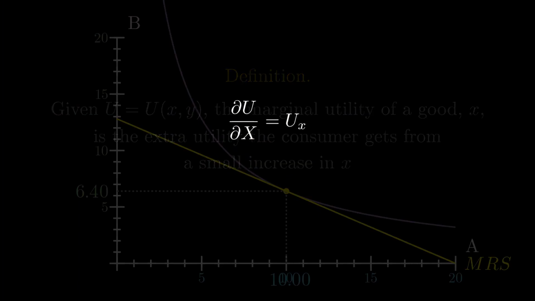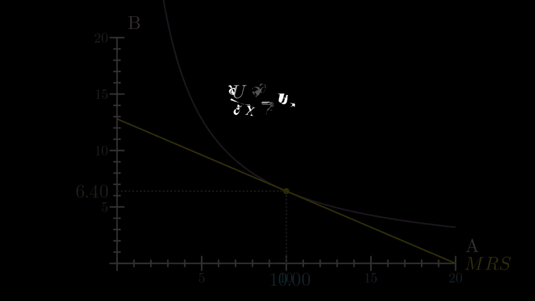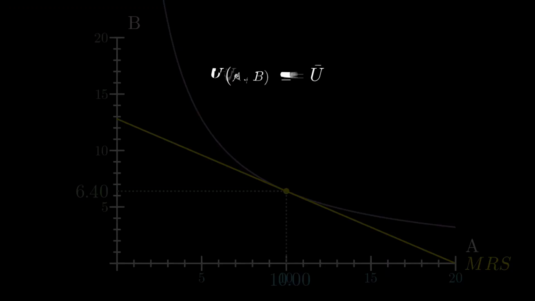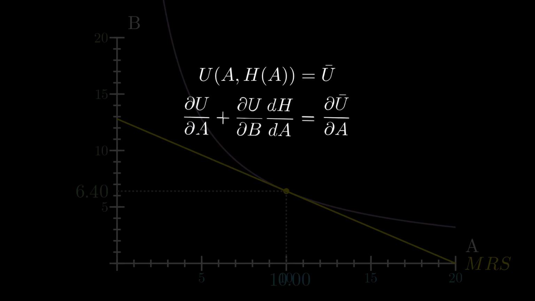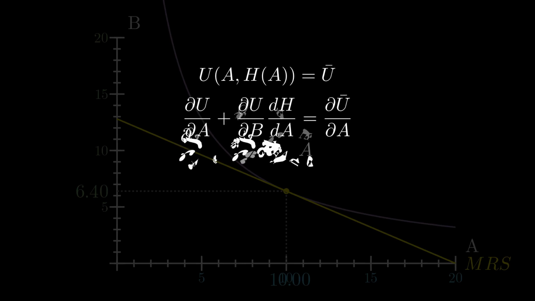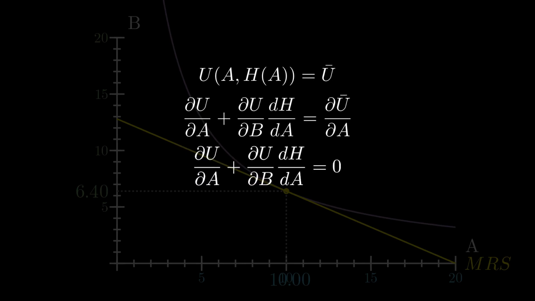First, let's consider a given indifference curve corresponding to u bar. In the background, we have this implicit relationship between a and b, which is our indifference curve. We're going to define this as h, and we're going to substitute this in for b. H is simply taking a and transforming it into b according to the indifference curve. Next, we're going to differentiate both sides with respect to a. And since u bar is fixed, the derivative is 0.